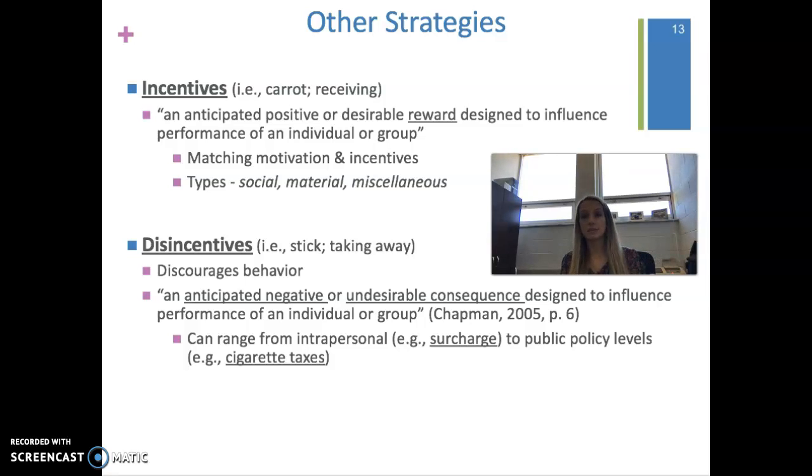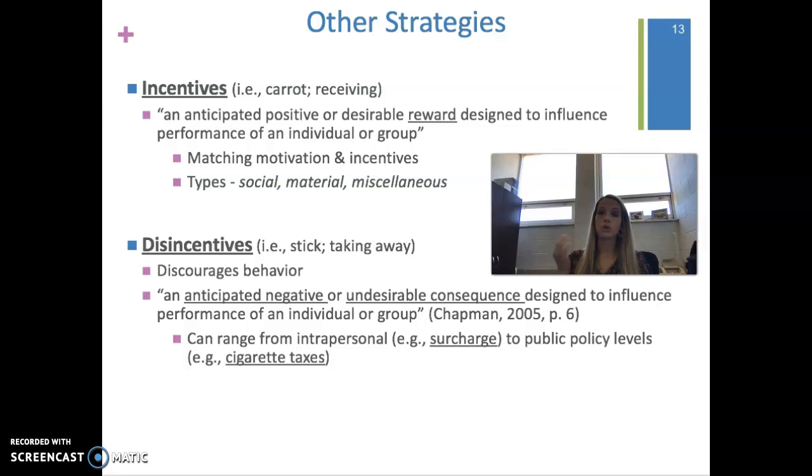So this is an anticipated negative or undesirable consequence designed to influence the behavior or performance of both the individual or group. So this can be intrapersonal if we're thinking about smoking. You can think about a surcharge. So keeping on the theme of insurance companies, some insurance companies will give you a surcharge and increase the premium to your health insurance due to your smoking behaviors.